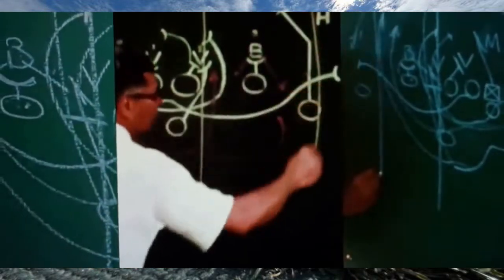So look at this play. What we're trying to get is a seal here and a seal here, and try to run this play in the alley.